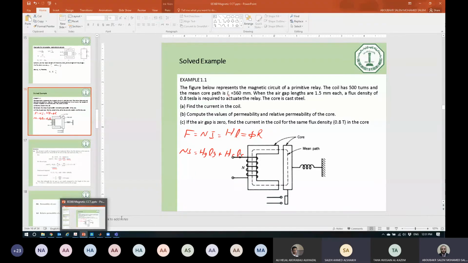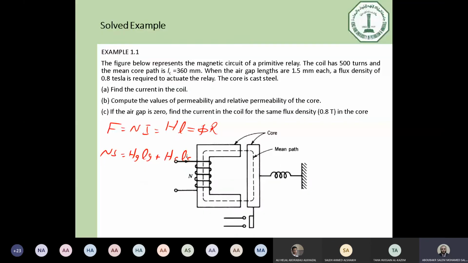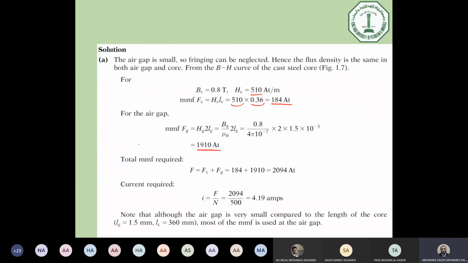Doctor, we put the flux density B over mu naught. Exactly. This is all. We don't need any chart for free space or air gap. This is right. So simply we can obtain H core from the BH chart, and H gap can be calculated directly as B divided by mu of the air gap, which is the absolute permeability. So simply we can substitute in this equation and obtain the value of current.